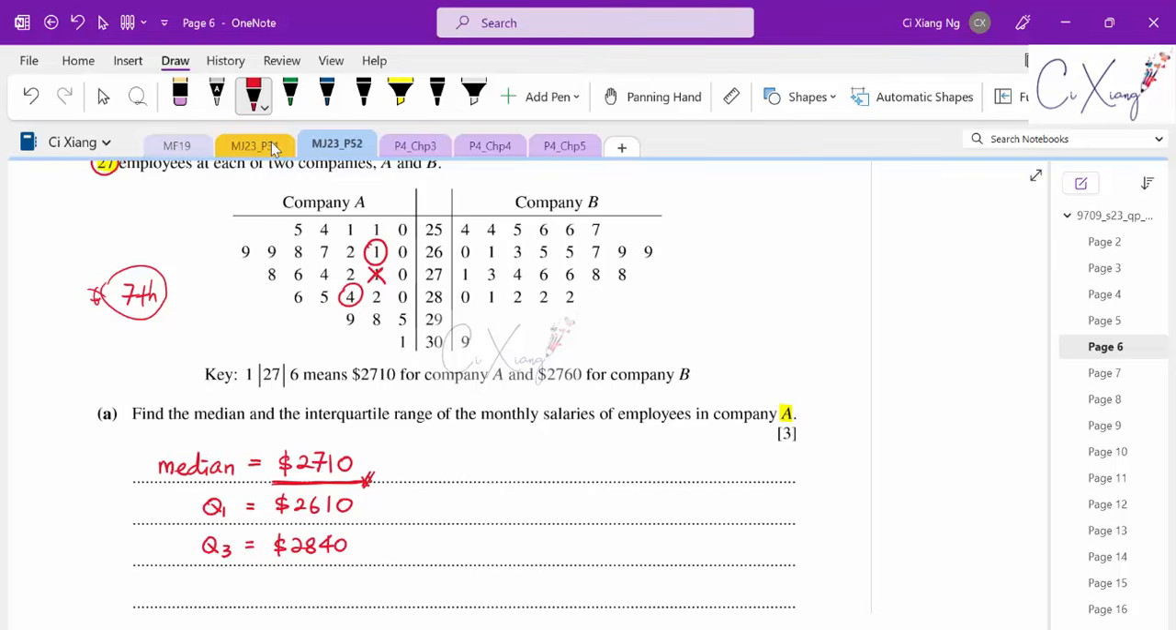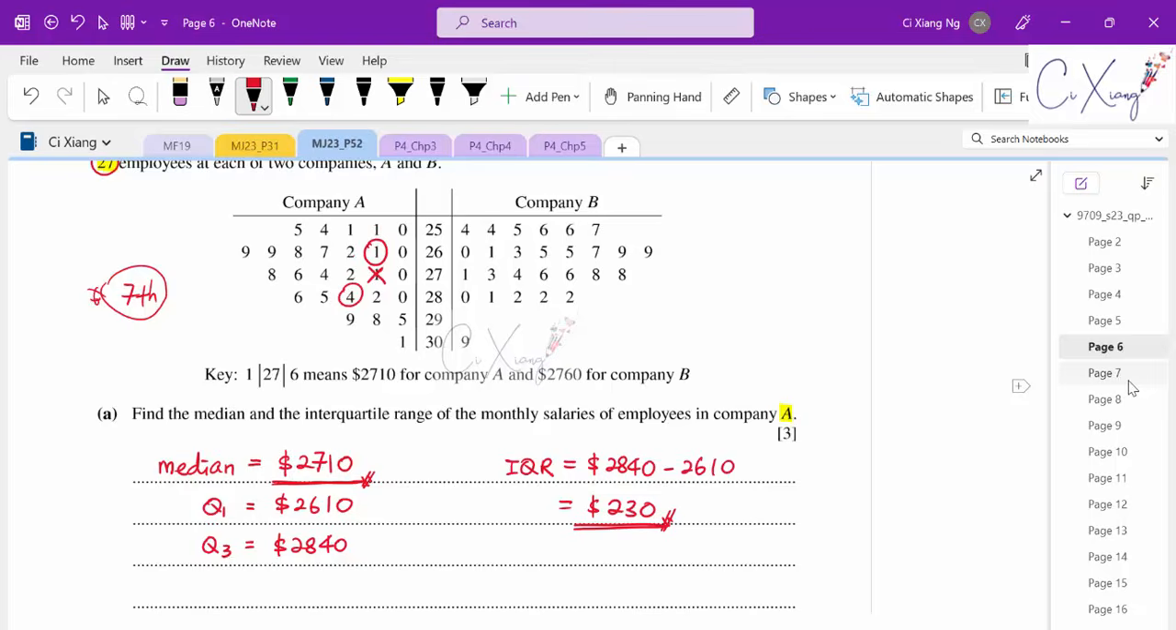Alright, so after I find out the median, Q1 and Q3, now I can find the value for IQR very easily. I have 2840 minus 2610. Therefore, my interquartile range will be 230. Okay, so this is how we decide the values for the median, Q1, and also Q3.